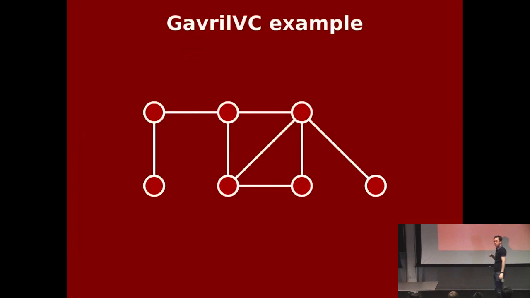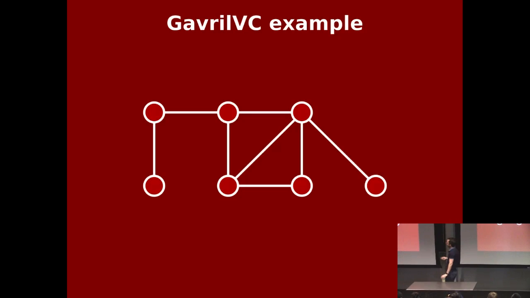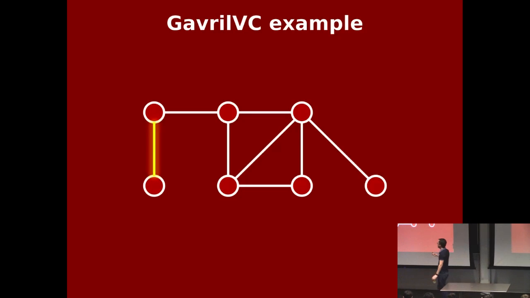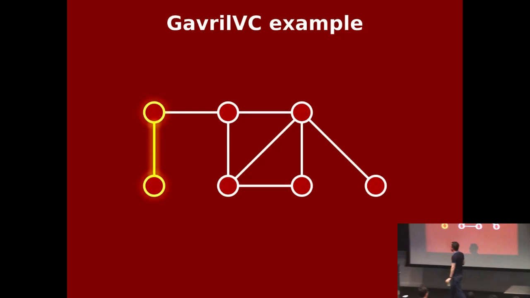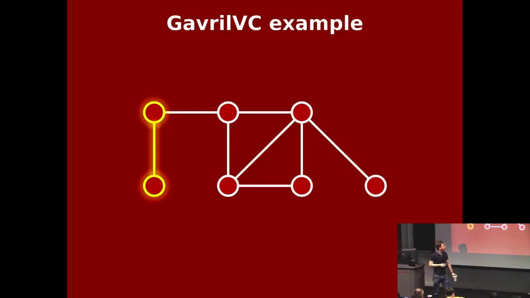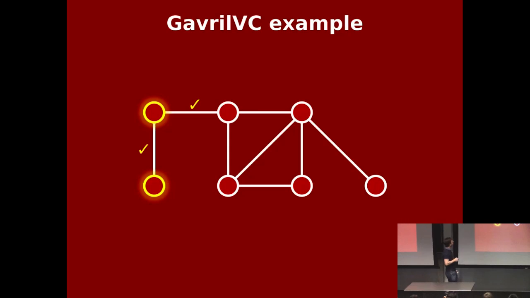Although first I'll do an example which will make it seem like a bit of a bad idea. So let's take this graph that we've always been using and see how Gavril would work on it. So it first starts by choosing some edge, let's say this one. And then it adds both its endpoints into the set. Yeah, you're not happy about this, huh? Well, that's what it does. And then it marks all the edges that it's covered.